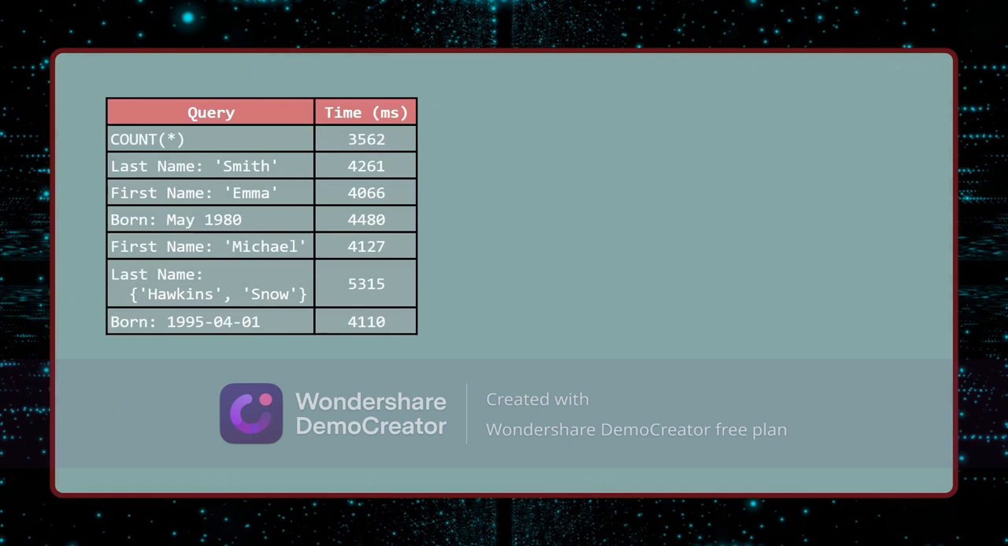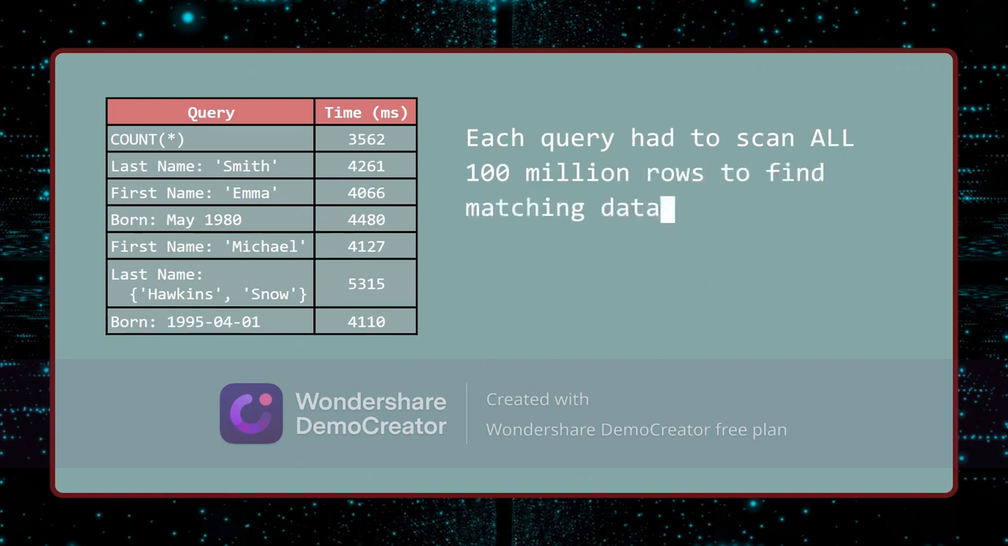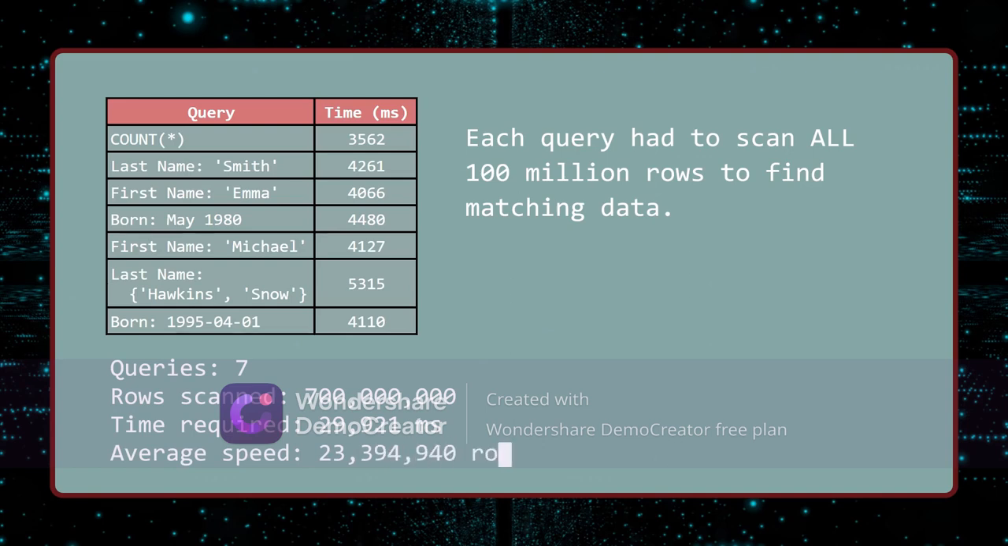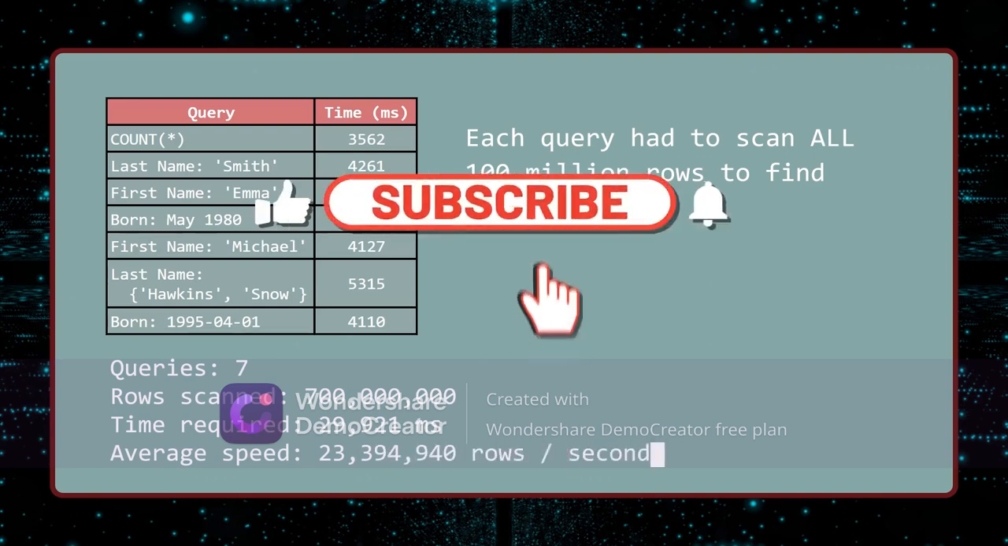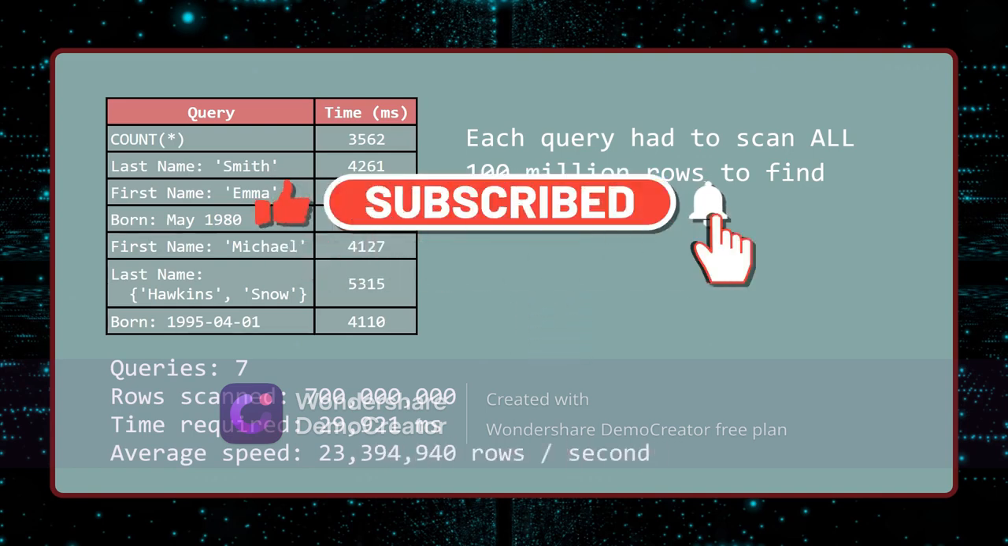We ran 7 queries and the execution times were all very similar. This is because in order to answer each query, the database had to scan all 100 million rows to check each record for a match. Our 7 scans of the entire table took a combined total of 29,921 milliseconds. This means, on average, my workstation was able to scan 23,394,940 rows per second. While this may seem fast, we can do better.